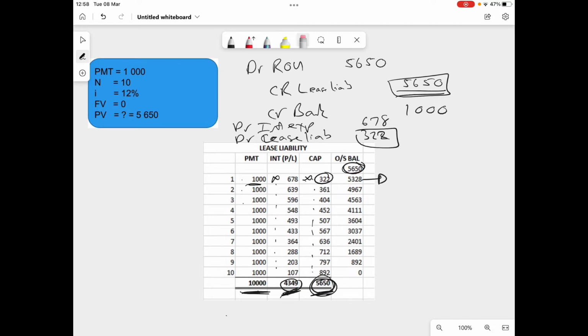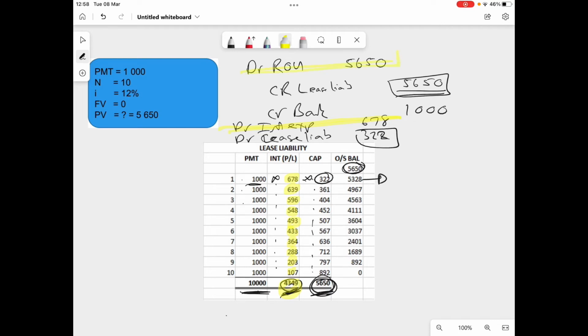That is what's going to happen for accounting purposes. For accounting purposes, we will have this interest expense every year, and the interest expense will go to my profit or loss. So over the 10 years, we'll have a total of 4349 in profit or loss as interest expense. However, we will also have depreciation.